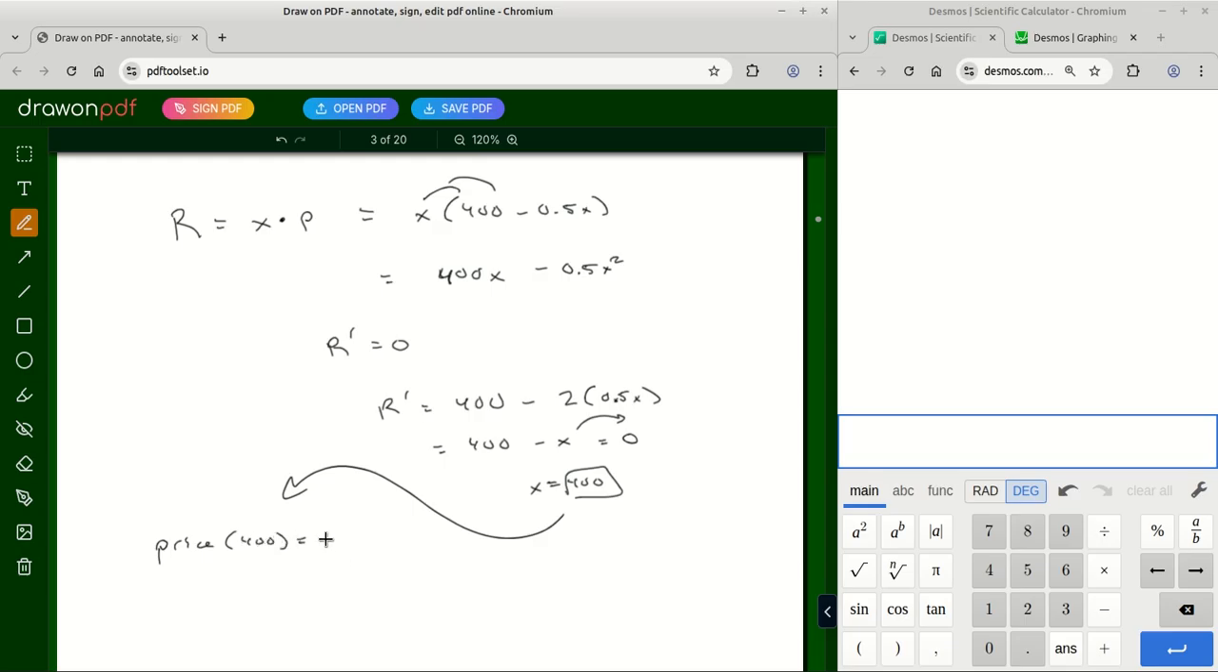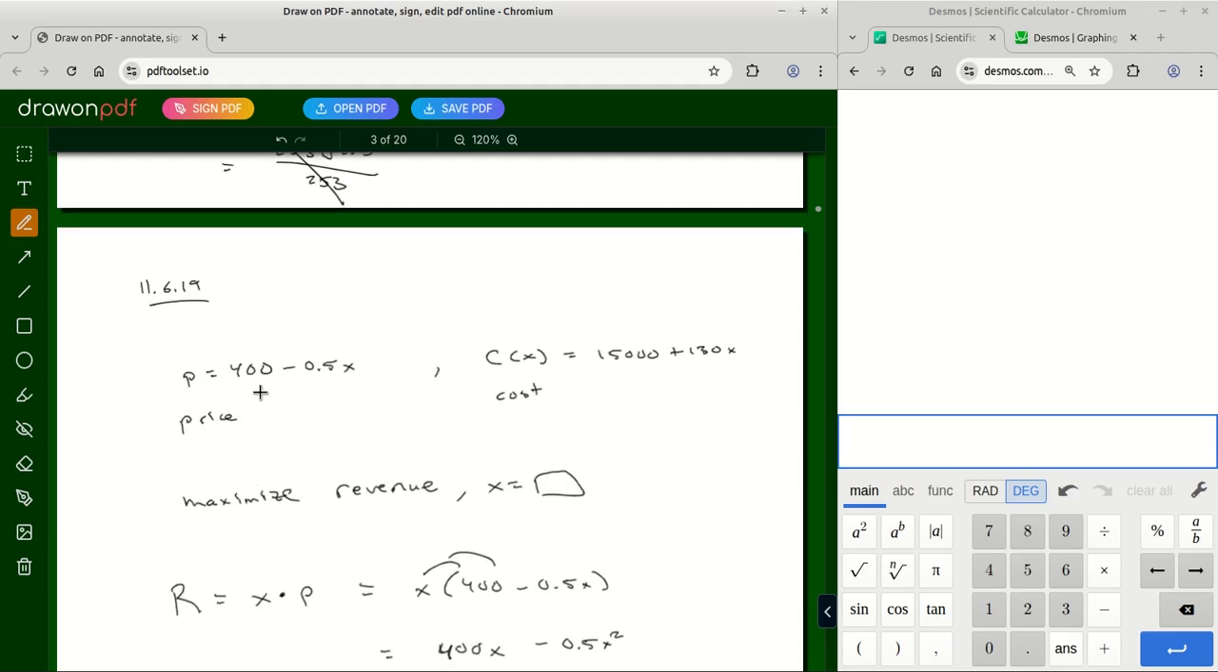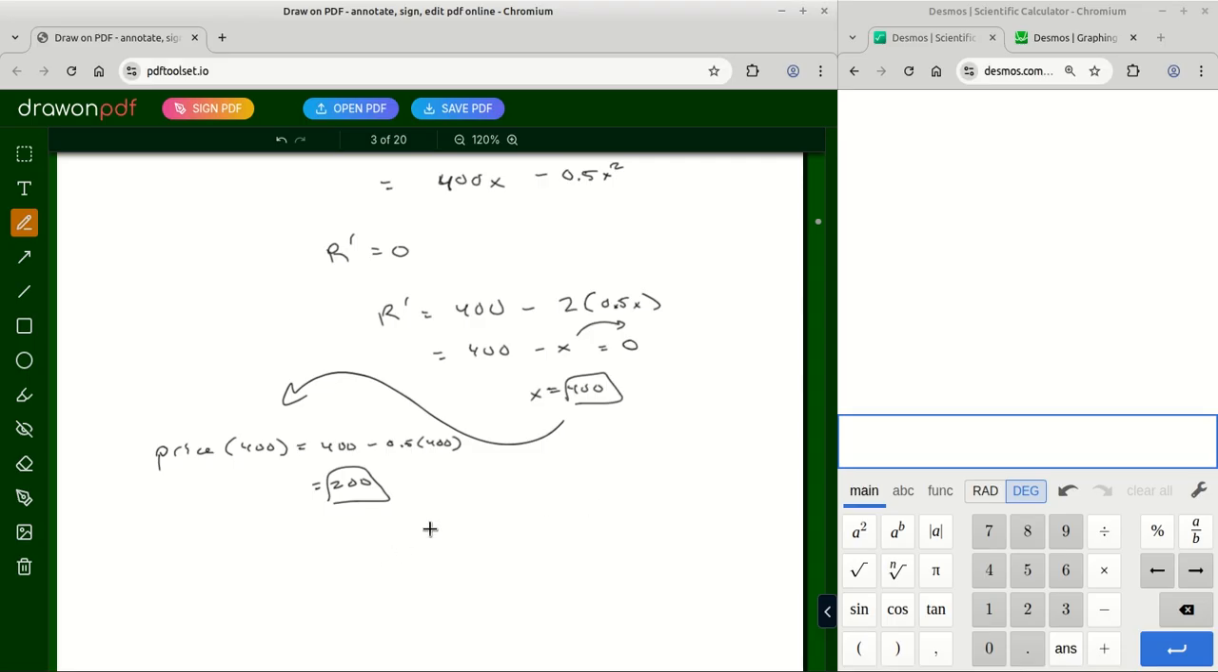And so that's when you plug in 400 minus 0.5 times 400, and you're going to get 200. Again, I'm just plugging it into the price right here. I'm just plugging that in right there, okay? Cool. So that's what they're wanting for part A. I didn't write it down perfectly, it was something like that. And so now we're going on.